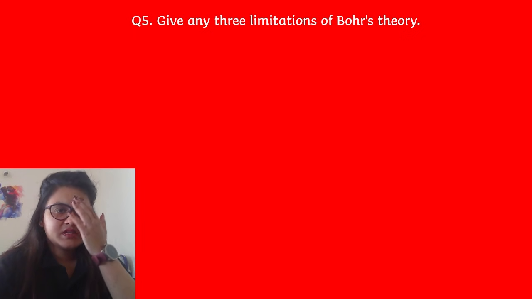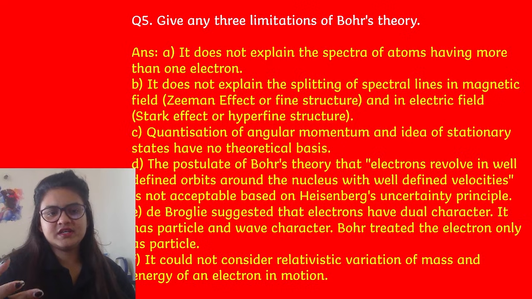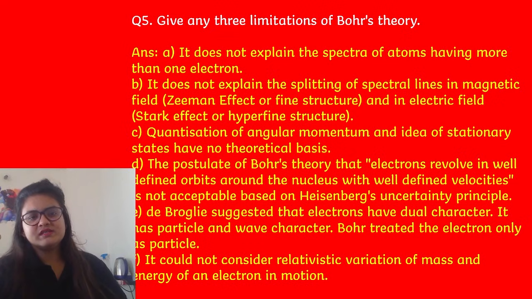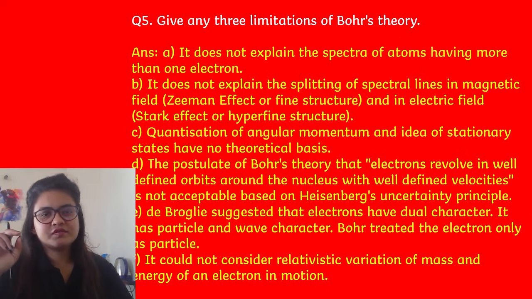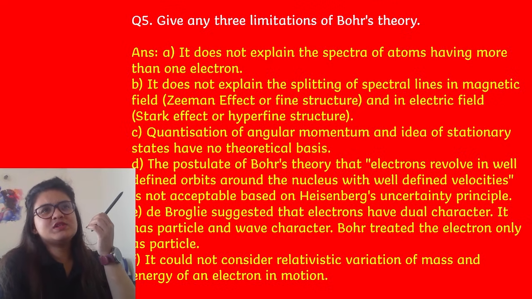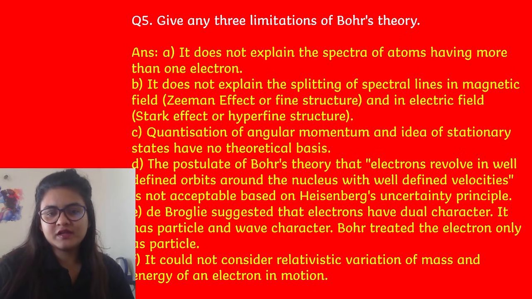Okay, so now here I can see: give 3 limitations of Bohr's theory. There are so many limitations, I kept all the limitations here. You can just pick any 3. First, it is only applicable for one-electron systems. It couldn't explain the Zeeman effect and Stark effect. The idea of quantization of angular momentum was not practically based, and it was only theoretical. Now here you can see in the postulate of Bohr theory that electrons revolve in well-defined orbits around the nucleus with well-defined velocities.